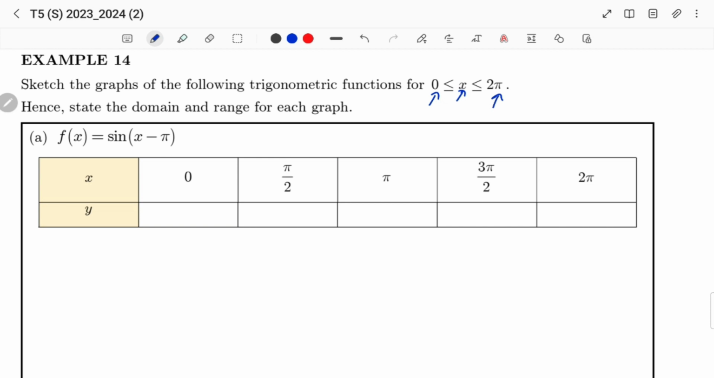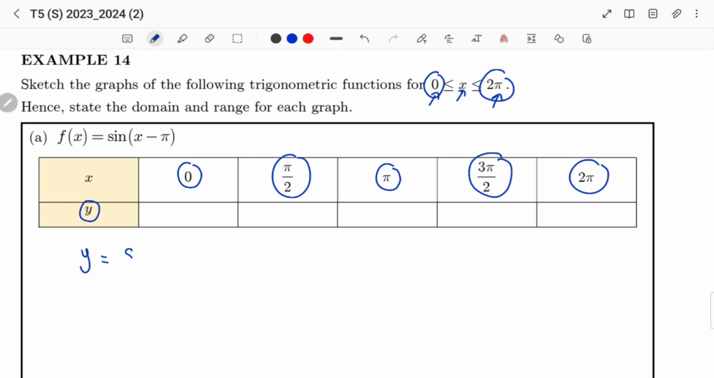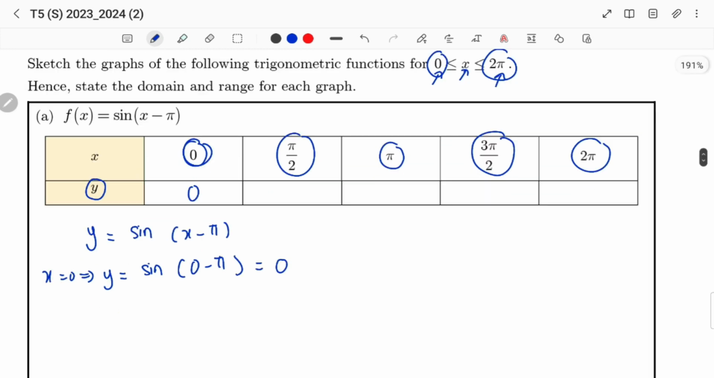So I list down several values of x that lie from 0 until 2π, which is 0, π/2, π, 3π/2, and 2π. In order to find the values of y, I'm going to let y equal sin(x − π). So for x equal to 0, I substitute into the function. So I have 0 minus π, and then I substitute into the calculator. So I have y equals 0.